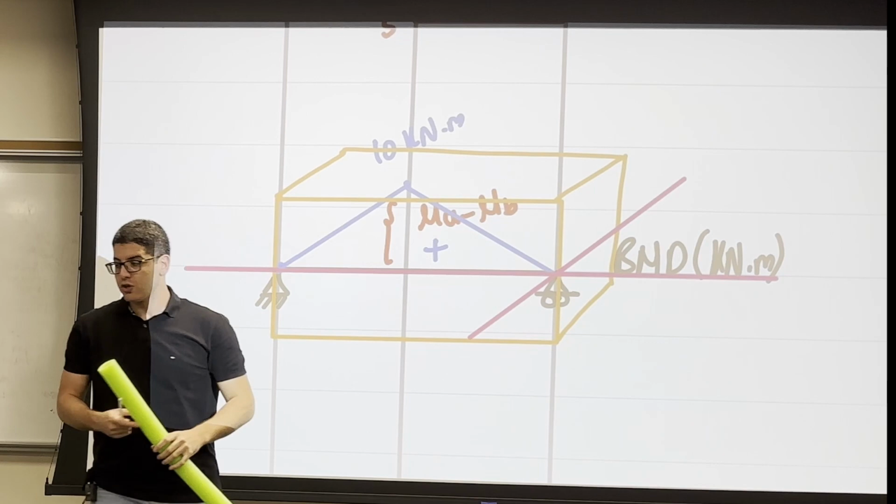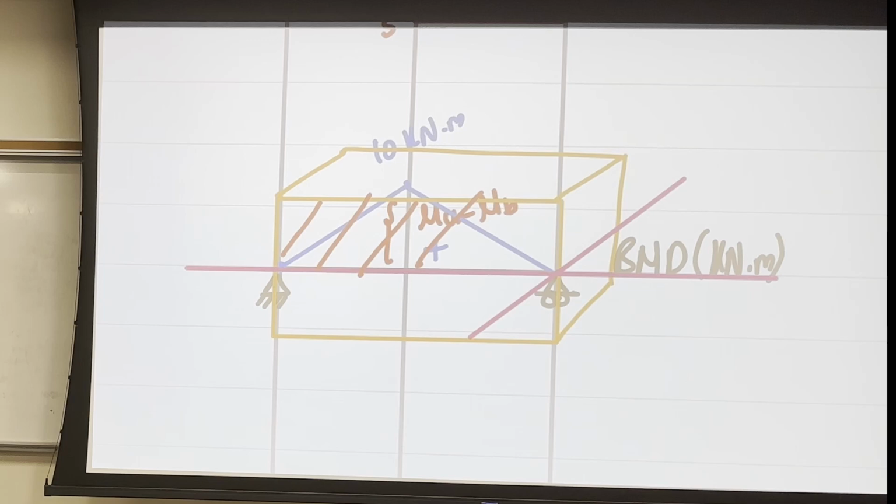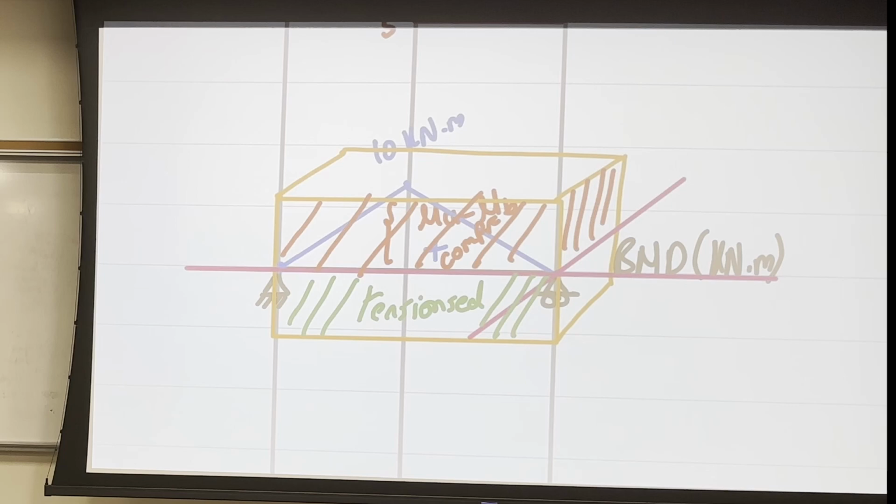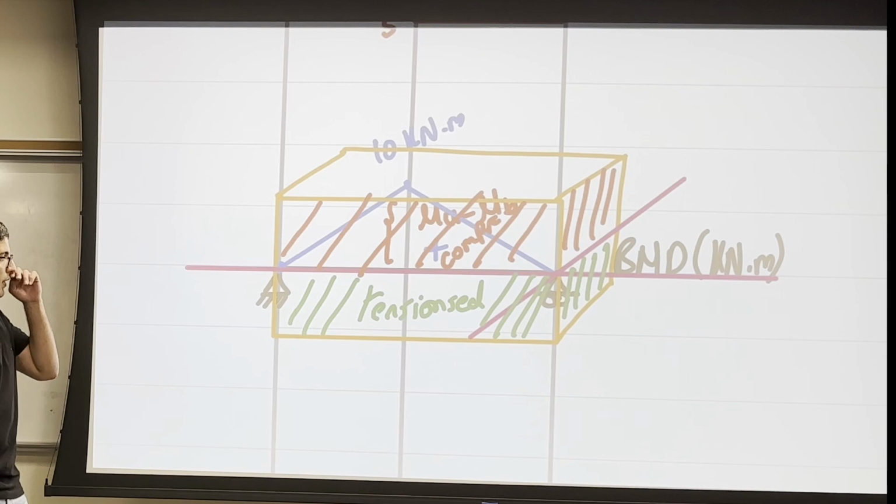So if I draw the bending moment like this on the upper side, that means the upper side of the beam here is compressed. I'll write compression also here. And the lower side of the beam, of course, is going to be tension. Okay? And here as well. Okay, one more thing. So this is in 2D.